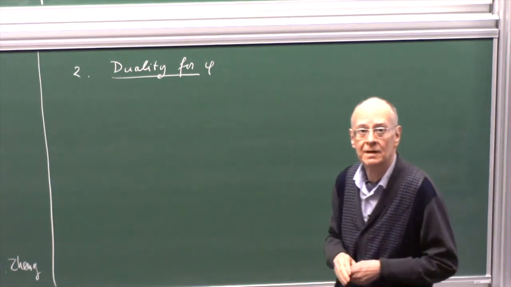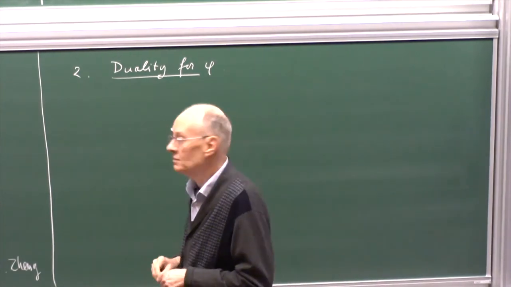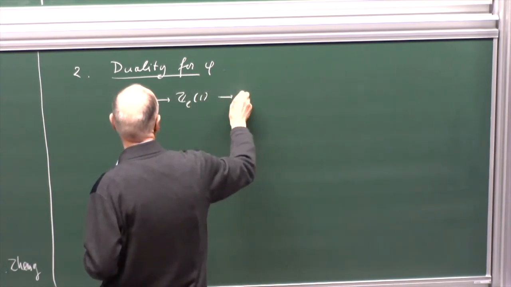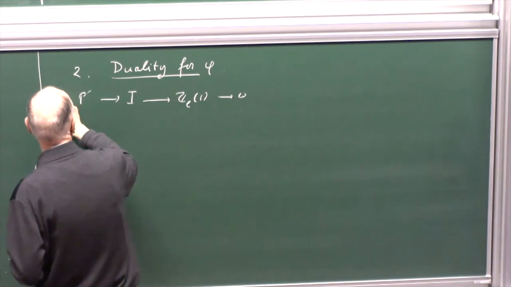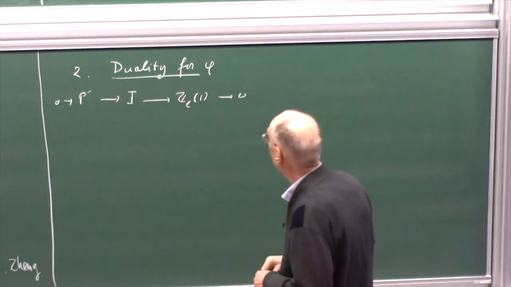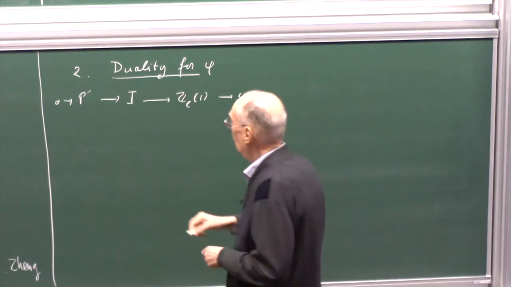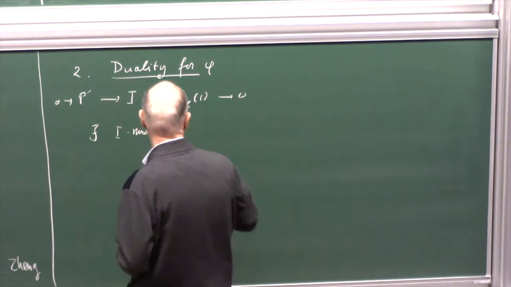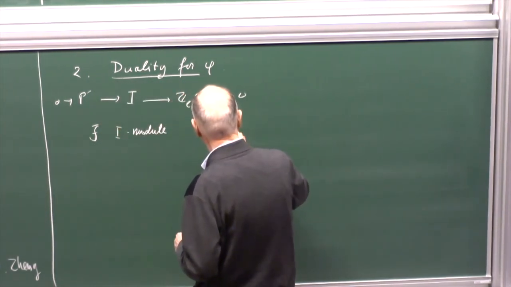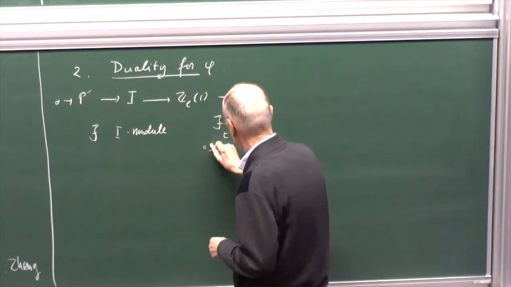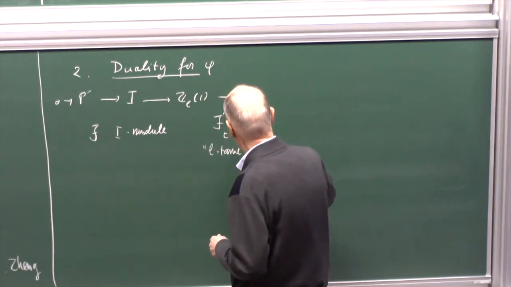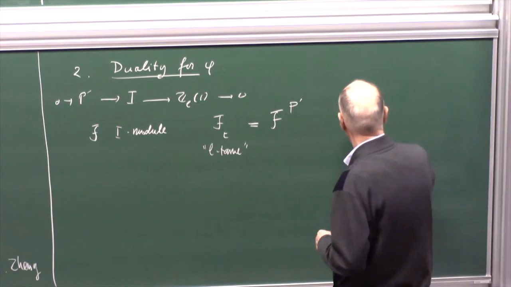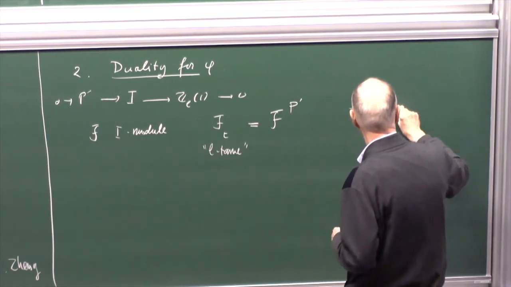Consider the maximal tame character. We have I to the L of 1, kernel P prime, which is the pro-group of order prime to L. If F is an I-module, I denote by F^t the tame part, the invariant of F under P prime. So this is an I/P' sheaf.